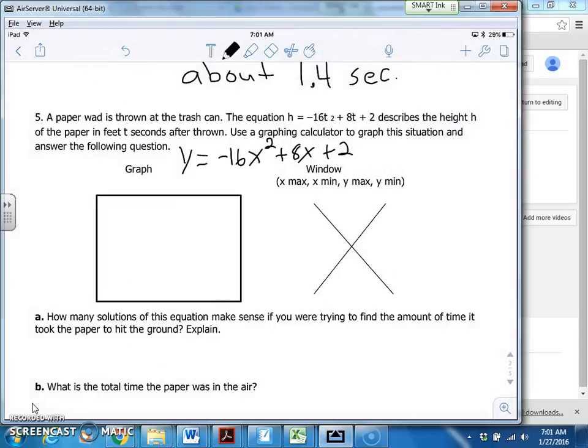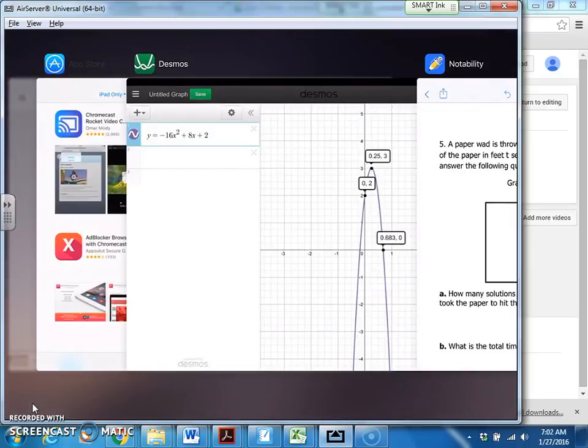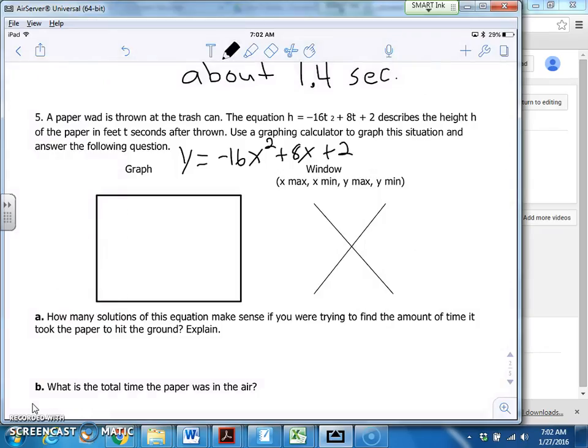Alright, now I forgot what my graph looked like. Let's go back to Desmos. Okay. So I'm going to go ahead and sketch what my graph looked like. Looks something like this. And our X-min, our window was basically -5 on the left side of x, +5 on the right side with x, -5 on the bottom with y, +5 on the top with y.